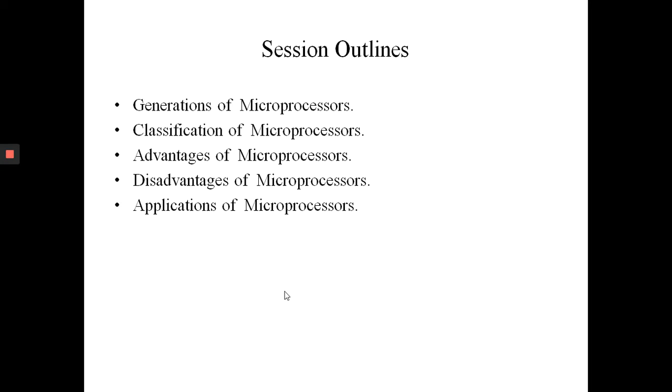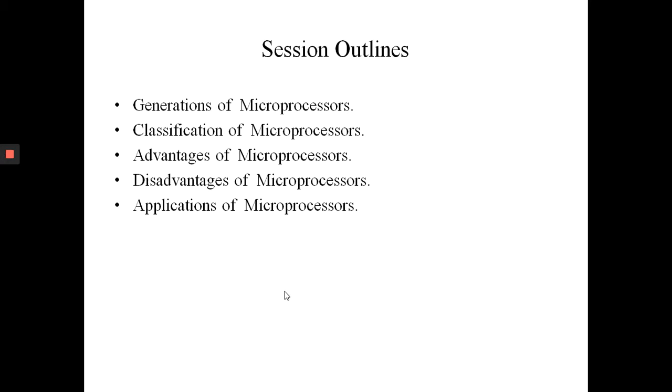My session outline is generations of microprocessors, where we will classify various microprocessors on the basis of generations like first generation, second generation, third, fourth, fifth, sixth generation, where the microprocessors are classified into various generations on the basis of the invention year, the length of the data bus, or the clock frequency.